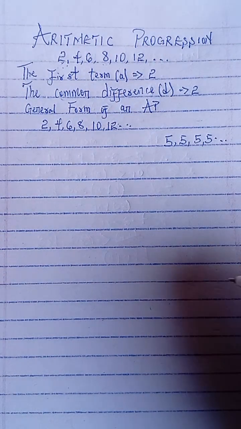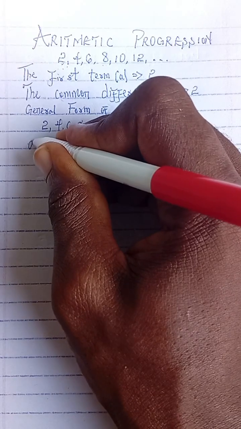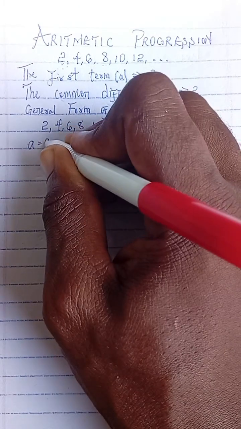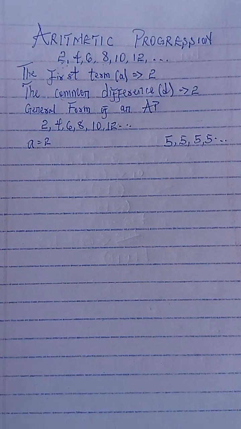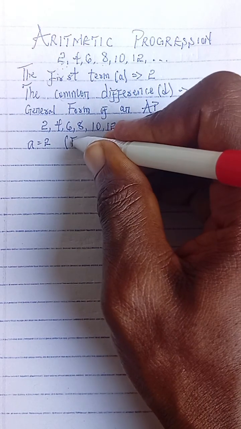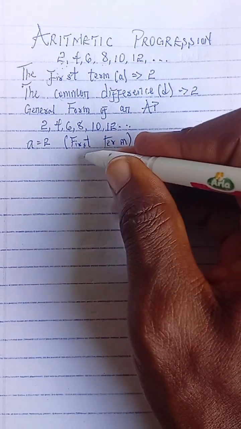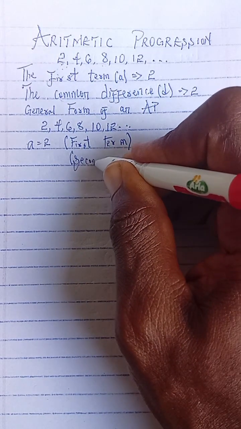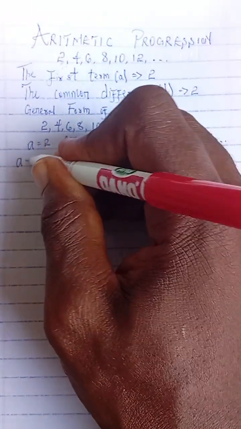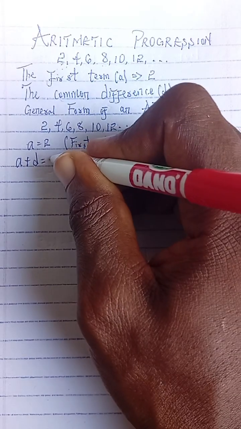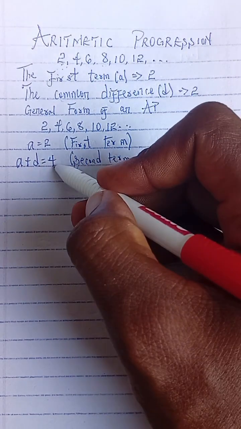Okay, now coming back to this 2, 4, 6, 8, 10. The first term here, which is our A, we've established is 2. That's our first term, right? Take note that this is the first term. So our second term is going to be our first term plus our common difference. So the first term plus the common difference will definitely give us 4, because the first term is 2, the common difference is 2, so that gives us 4.